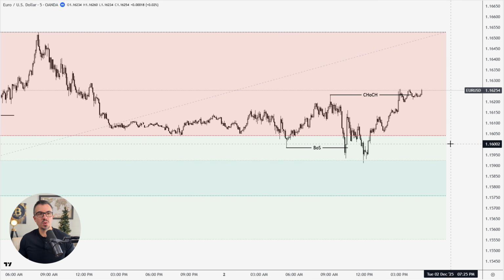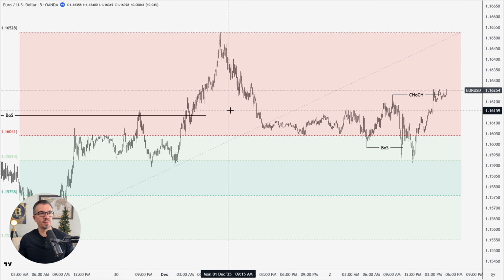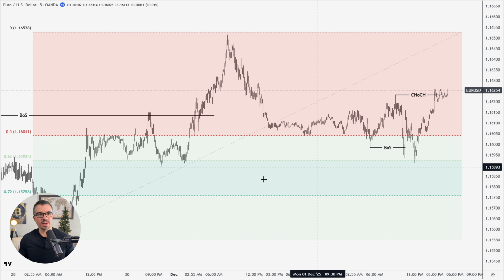So that told us that within this leg, let's map this out. We have an uptrend on the hourly. We drew out our fibs from the external low to the high to map out our discount area OTE right down here.